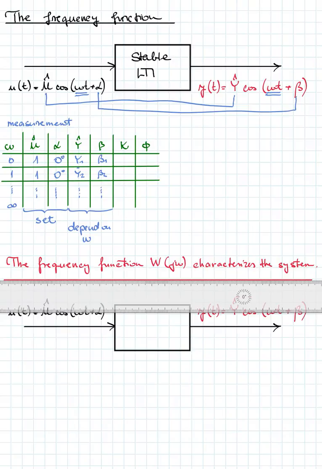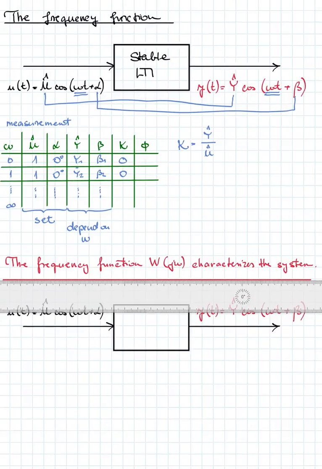I put two other columns. The first one is k and the second is phi. The k we are going to get as follows. We are going to divide the output amplitude by the input amplitude. This is the value here, and this is the value here. So we are going to get k1 here and k2 here.